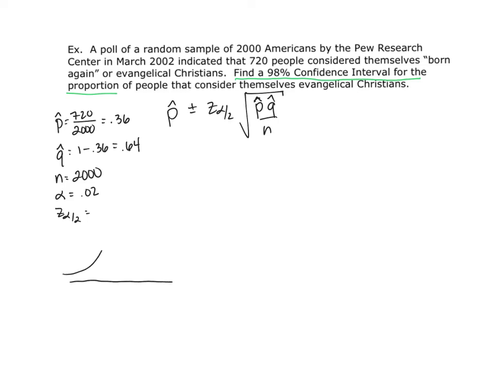Going through the steps to find our critical value. The area in the middle is equal to our level of confidence, and the area in each tail is alpha divided by 2, so 0.01, 0.01. Using inverse norm, we find that our critical values are negative 2.326 and positive 2.326. And again, we only use that positive critical value in our formula.